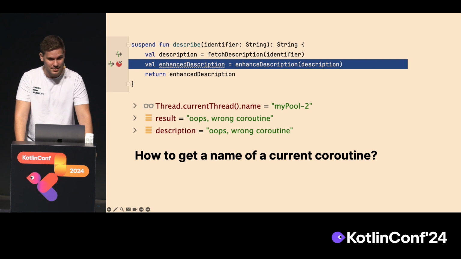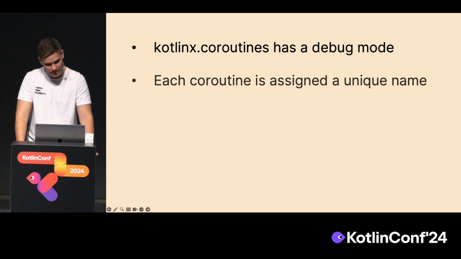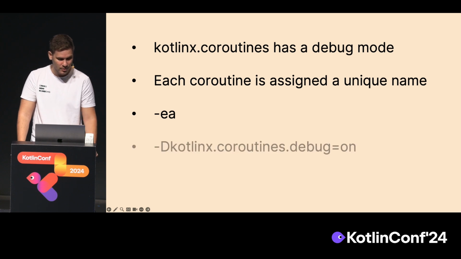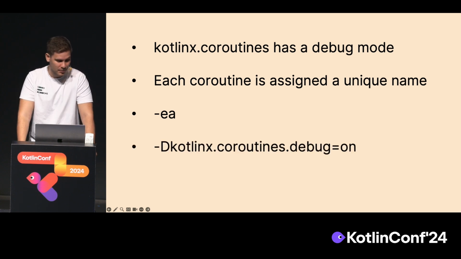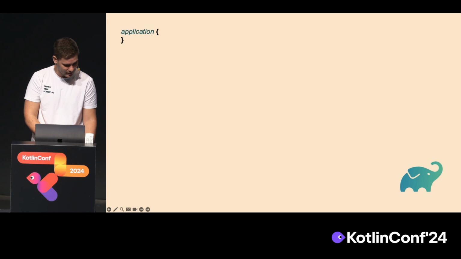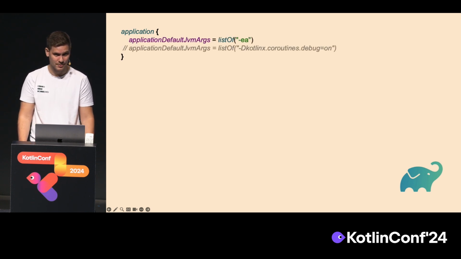And to properly answer this question, I will have to tell you a little bit about the capabilities of the kotlinx.coroutines library. Well, first of all, kotlinx.coroutines has a debug mode. When the debug mode is enabled, each coroutine is assigned a unique name. It can be enabled with the -ea flag, or if you don't have assertions enabled in your VM, you can enable it with this flag on the slide. So for example, if you are using Gradle with the application plugin, you can enable it like this. Or like this if you don't want the assertions.